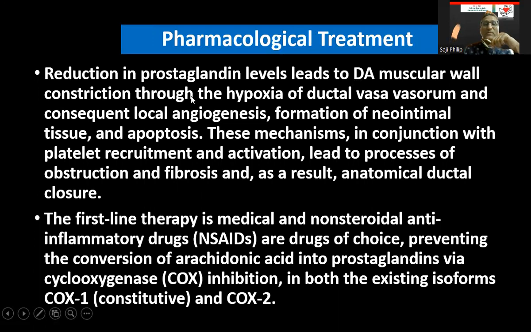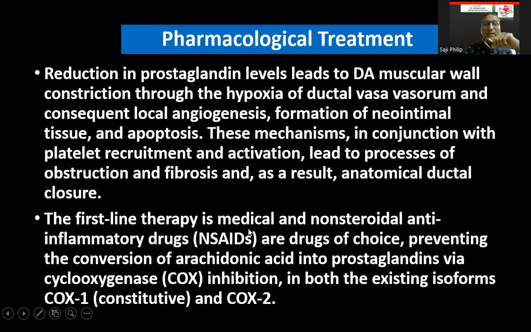The ductus arteriosus muscular wall constricts through hypoxia of the ductal vasa vasorum and consequent local angiogenesis, formation of intimal tissue, and apoptosis. In conjunction with platelet recruitment and activation, this leads to a process of obstruction and fibrosis. As a result, anatomical ductal closure occurs, most often by 1 year of time.